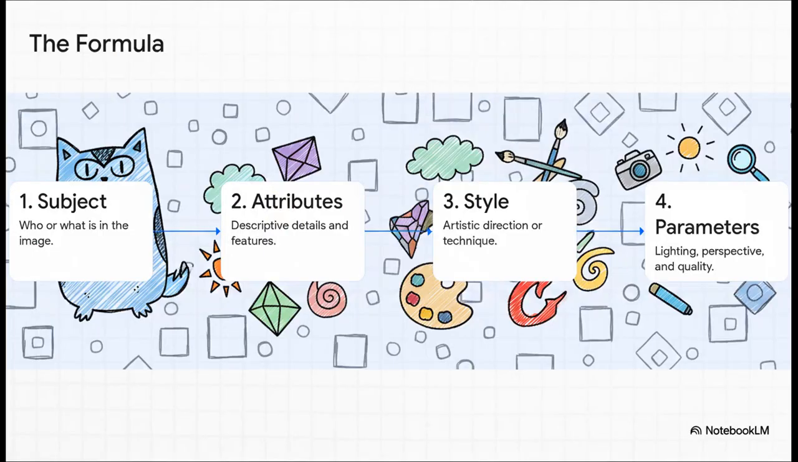And here it is, the whole shebang, the four-part formula. Number one, you define the subject. That's the who or what. Number two, you add attributes, all those juicy descriptive details. Number three, you choose the style, the artistic direction. And finally, number four, you set the parameters, the technical stuff like lighting and perspective.